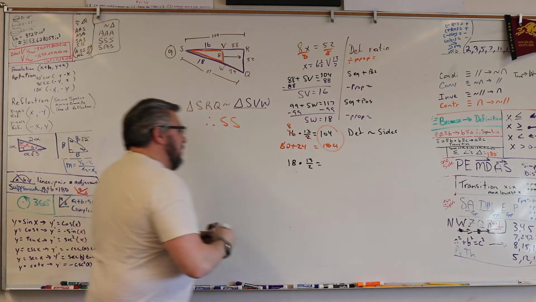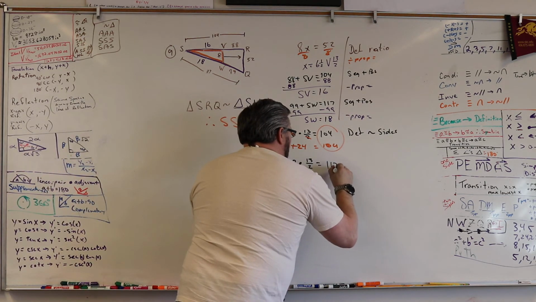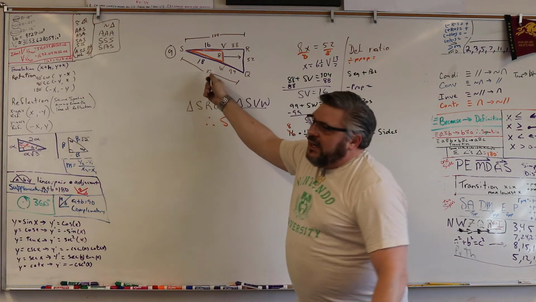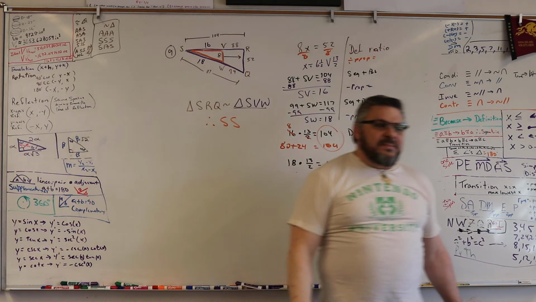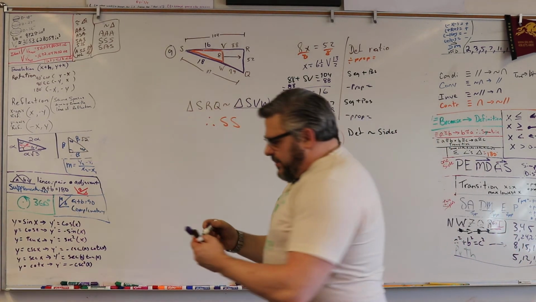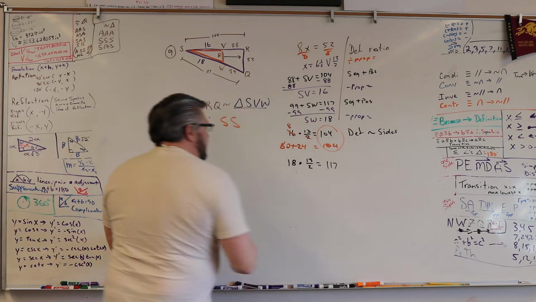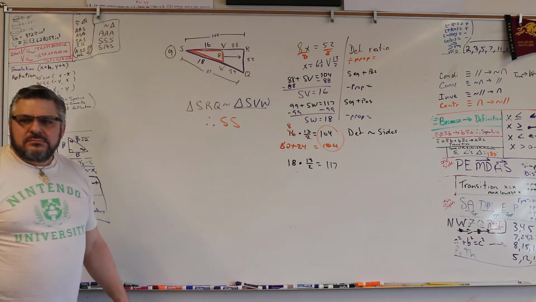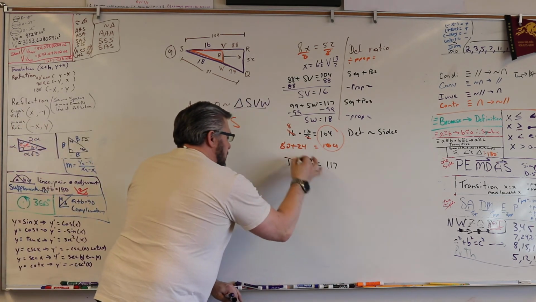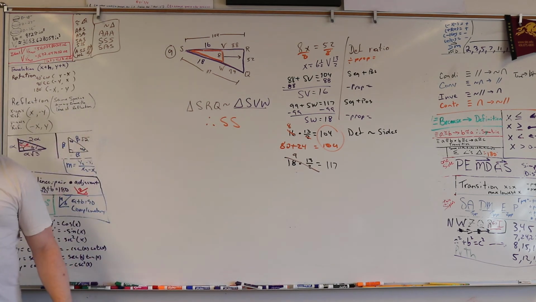117. Good job. Right? So it should be equal to this last side. Does that make sense? Okay? So, what is half of 18? 9. Okay? And then what's 9 times 10?